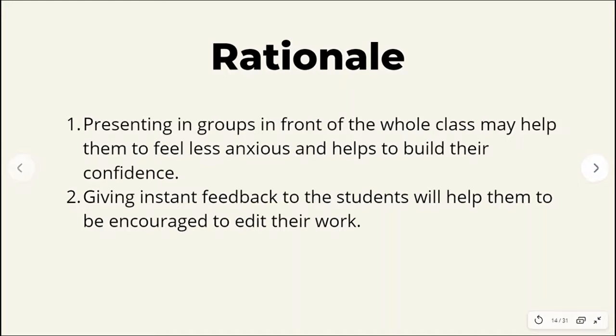So the rationale of this activity is that for the students, presenting in groups in front of the whole class may help them feel less anxious and helps them build their confidence, because some of the students may be a bit less outspoken or less confident to express their ideas. So maybe they will depend on the more outspoken friend in the group. And then the teacher giving instant feedback to the students will help encourage them to edit their work.